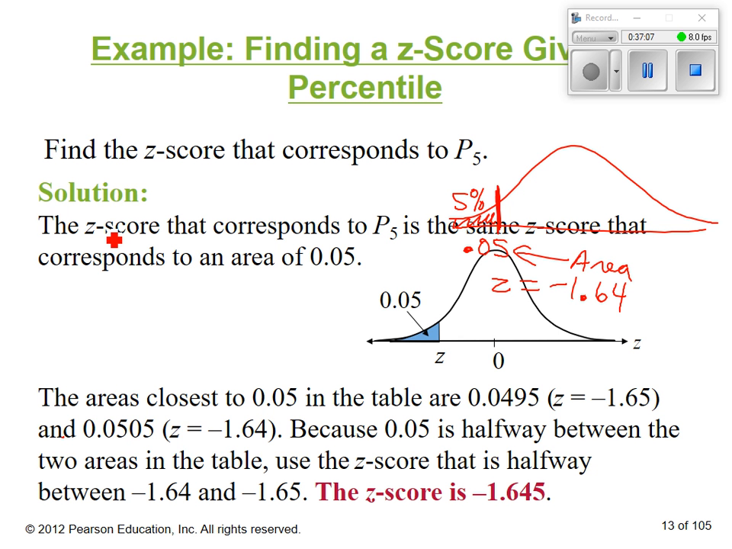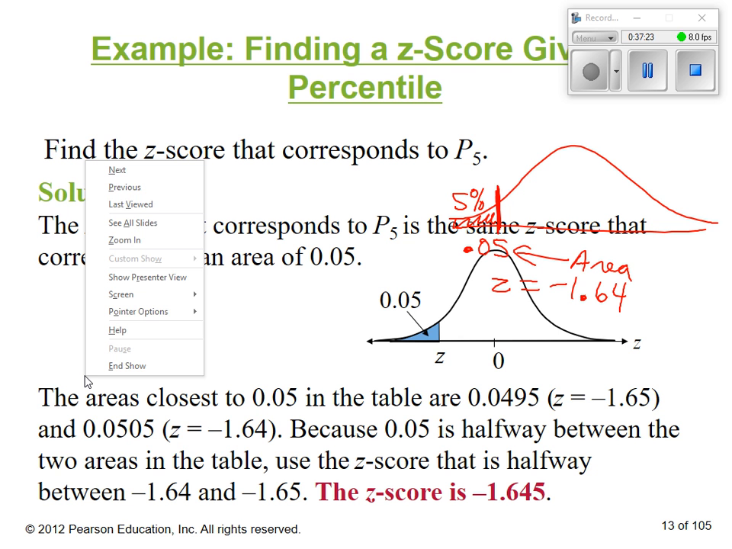That's if we used a table, it would come up to that. If we used a calculator, it comes up to that. Z-score is about negative 1.645. It's pretty close. So be able to change those probabilities, those percentiles into z-scores, or z-scores into percentiles.